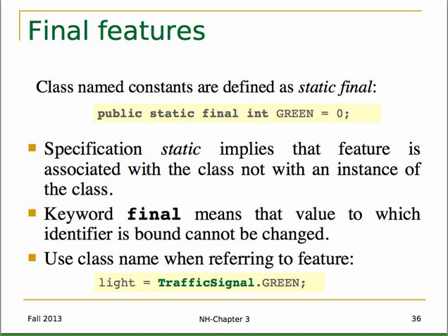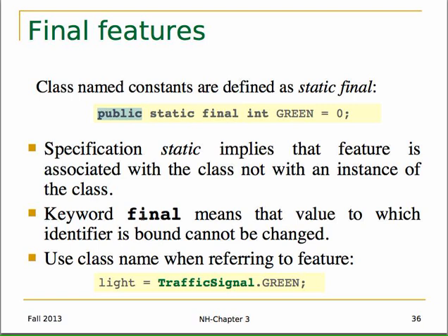Okay, so if you have final features, that is final data members, any kind of named constants like that, it's always a possibility to make them static final, and often, I would say, make them public too, since they're final and cannot be overwritten. The specification static implies that the feature is associated with the class and not with the instance of the class. So you don't need an instance of the class to have this variable available. If you have the class name, you can say class name dot green, and that's available.